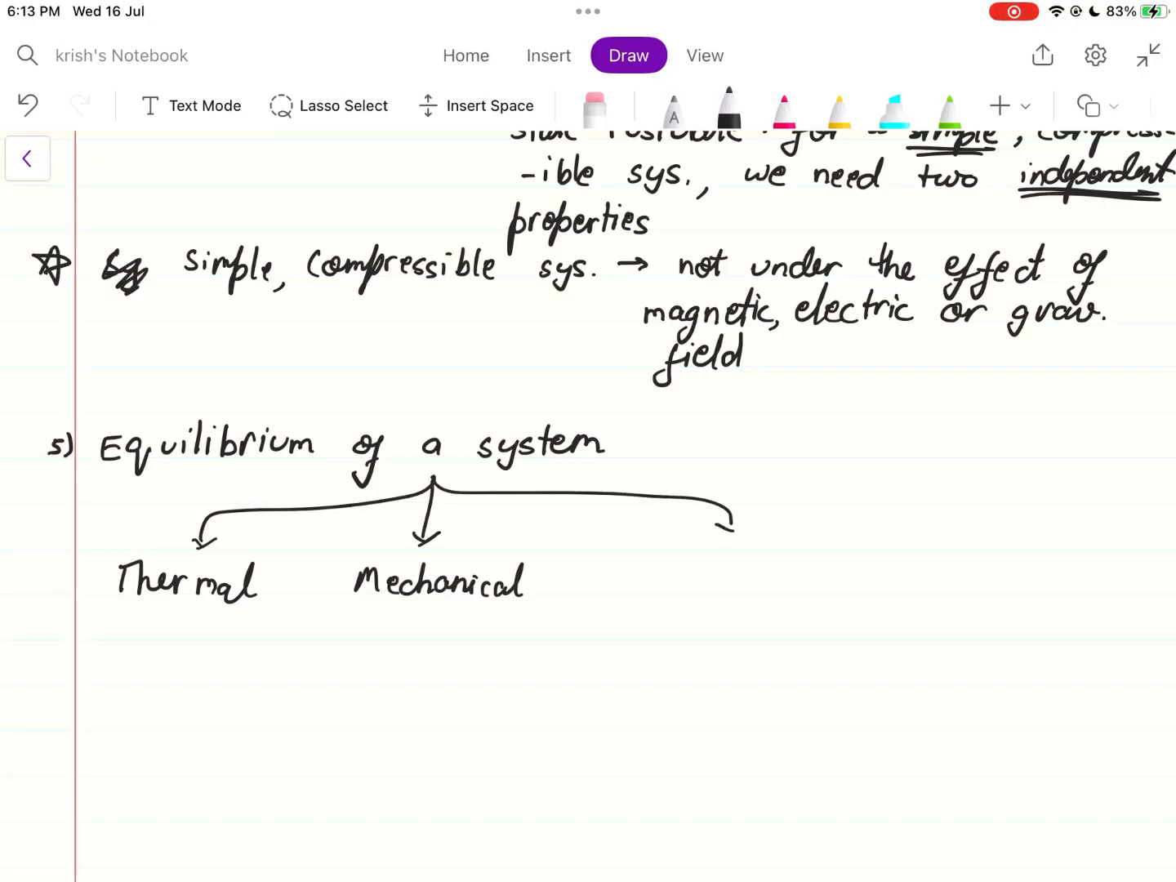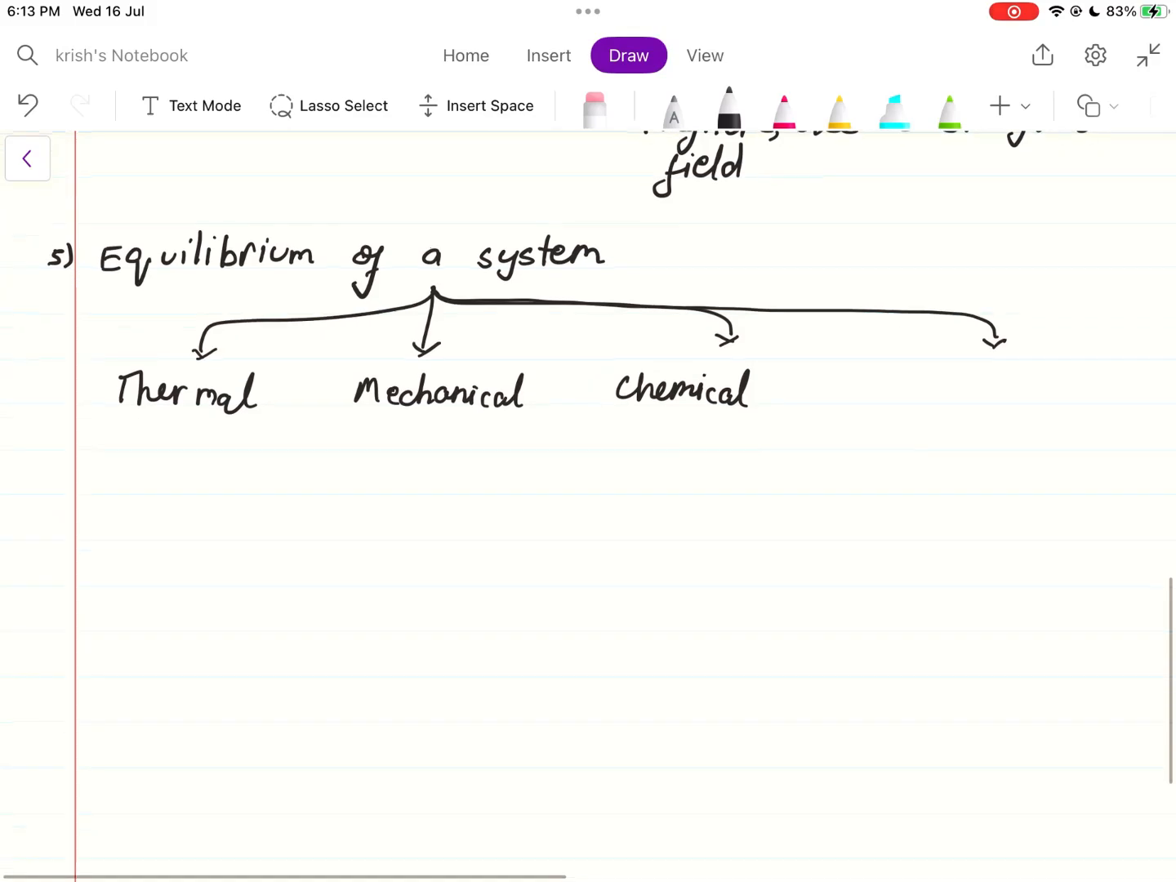Chemical equilibrium. This happens, if you think about it, when you completely drain a battery, because after that there is no force left to drive electrons. So the battery reaches a state of chemical equilibrium, right? And there is a phase equilibrium. So thermal means same temperature and no heat flow.